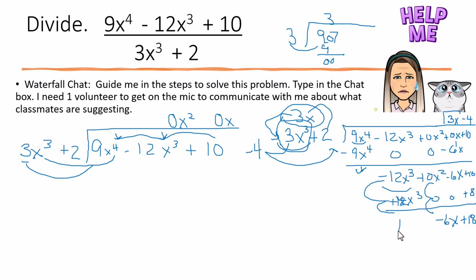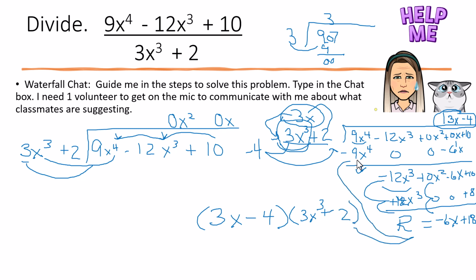All right, so this is our remainder. And this is our multiplicand. This is one of our factors, 3x minus 4, times our divisor here, 3x cubed plus 2. When we multiply those out and we add this remainder, we'll get that dividend that we started with. So our answer is 3x minus 4.